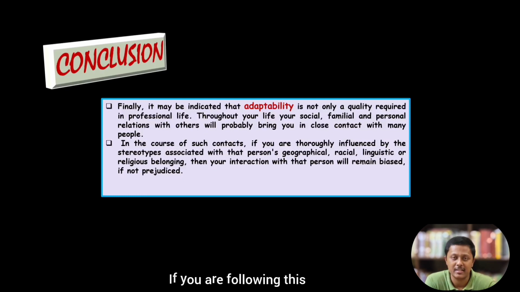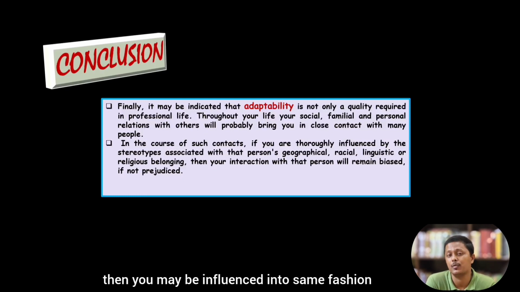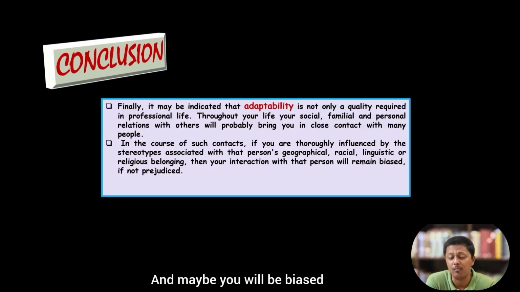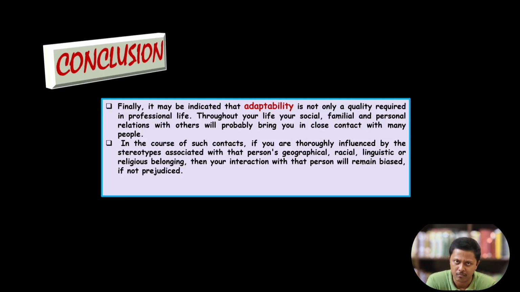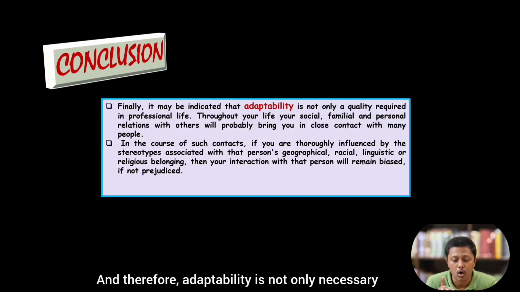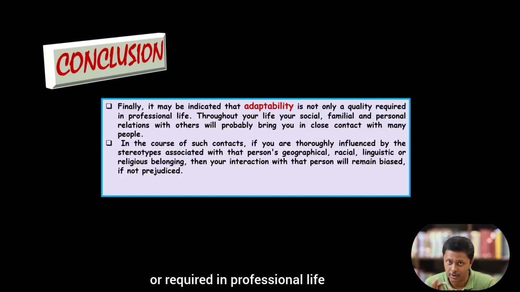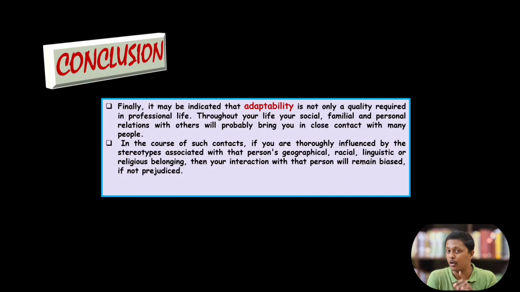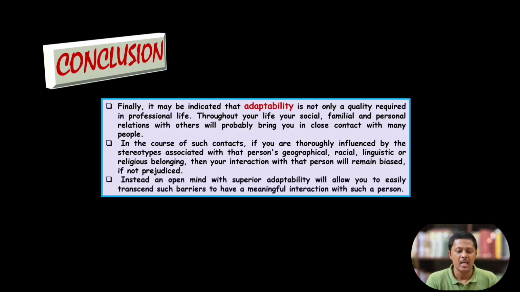You will be influenced by someone if you follow the stereotypes associated with that person's geographical, racial, linguistic, or religious belonging. If you are following this, then you may be influenced in the same manner, and maybe you will remain biased. So if you are learning adaptability, in that case, maybe you will not be biased, and therefore, adaptability is not only necessary or required in professional life, but also in personal life. So you have to adapt even in your personal life.